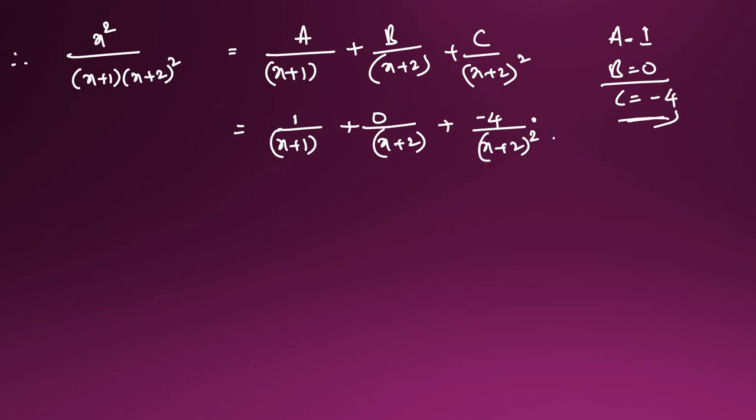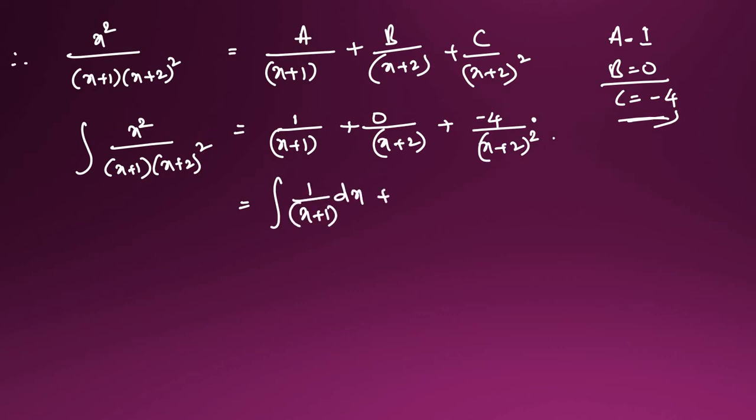So this we got up to here. Now we will apply the integral to both sides of the equation. First the integral of x² divided by (x + 1)(x + 2)². Okay, so it will become the integral of 1 by x + 1 into dx, and plus, this will become 0, so we will not take that one. So it will become minus the integral of 4 divided by (x + 2)², this will come here, into dx.